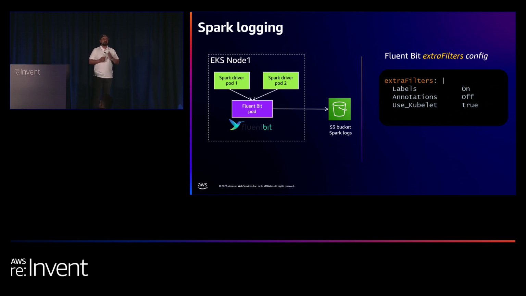Now, Spark logging. We talked about the metrics, and now coming back to the logging. With Hadoop, it does all the aggregation. How does logging work on Kubernetes? You need daemon sets like FluentBit to extract these logs from all the Spark pods, driver and even the executors.